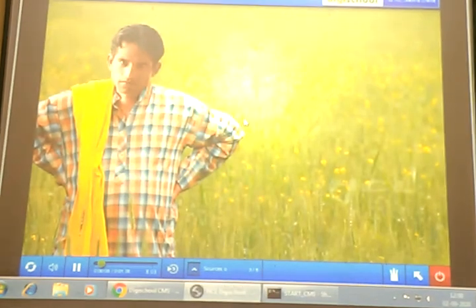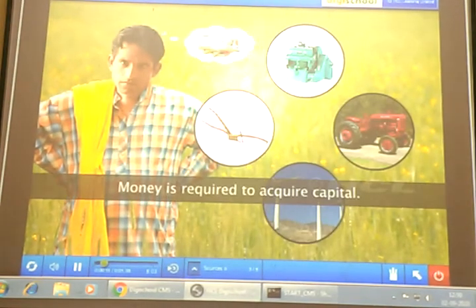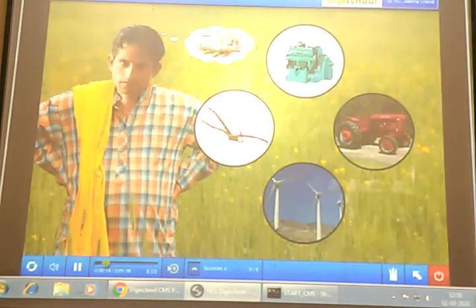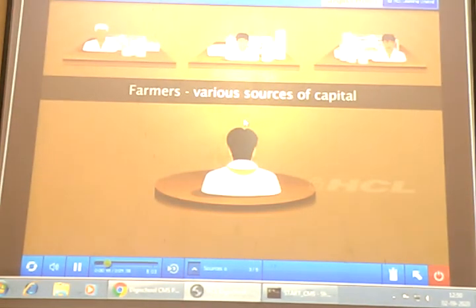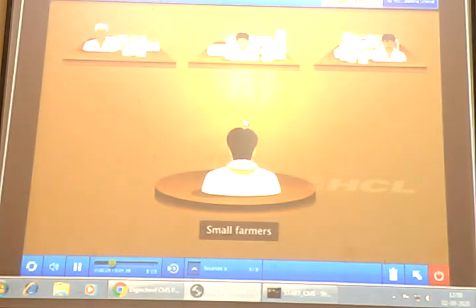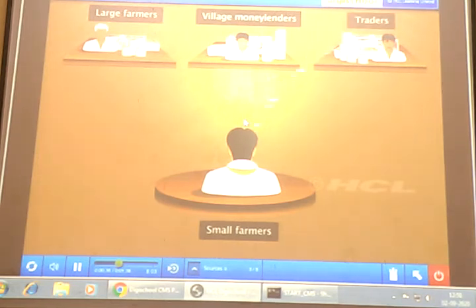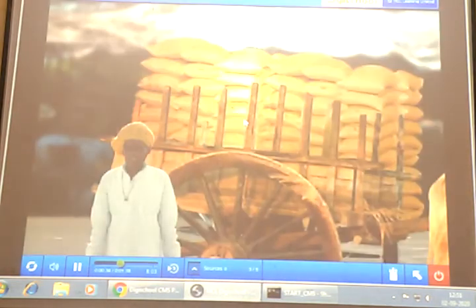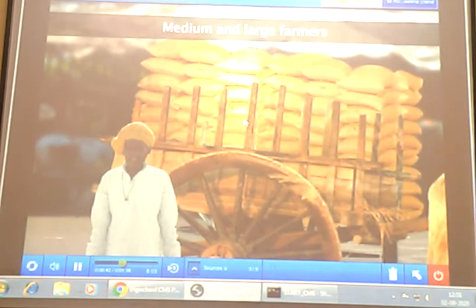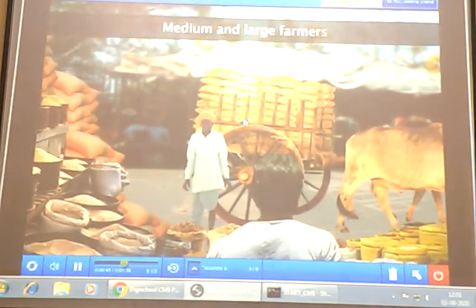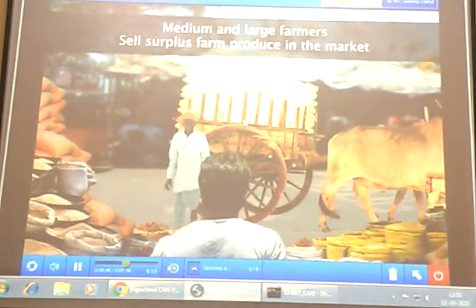In order to acquire capital, money is required. Let us understand the various ways in which farmers can get money to acquire capital for farming activities. Small farmers or entrepreneurs need to borrow money from large farmers, village moneylenders, or the traders who supply inputs for cultivation. On the other hand, medium and large farmers like Gopal have surplus farm produce, which they sell to traders in the market.